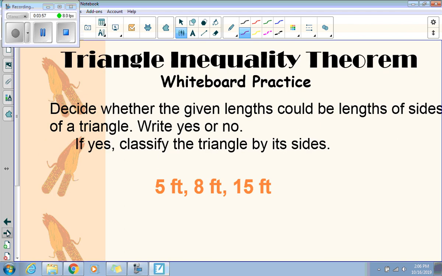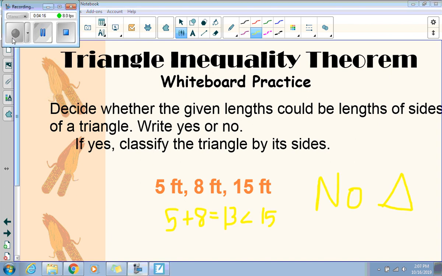Okay, so we've got 5 and 8 here. As a practice problem, I want you to see what you think this will be. So pause the video here, give it your best effort, and then see what the answer is. So this one would indeed be a no triangle.